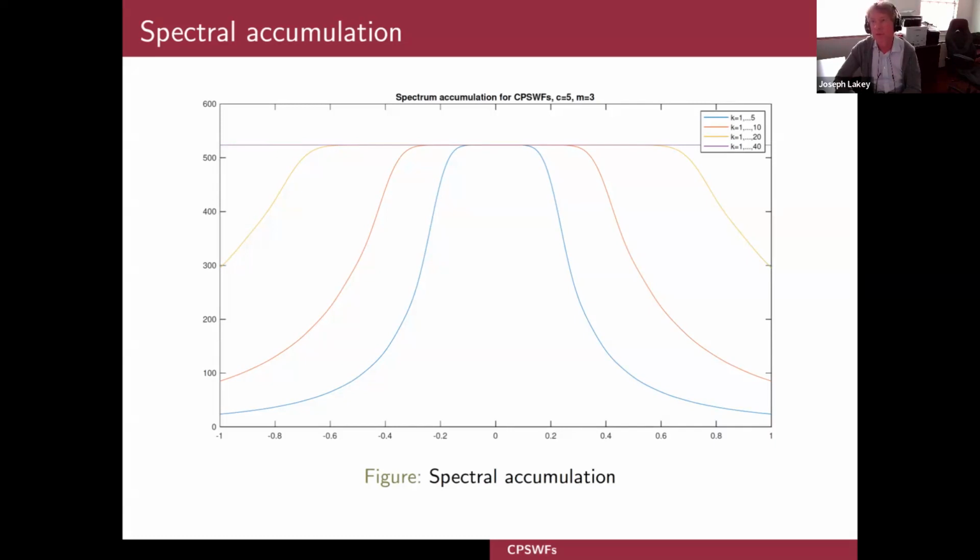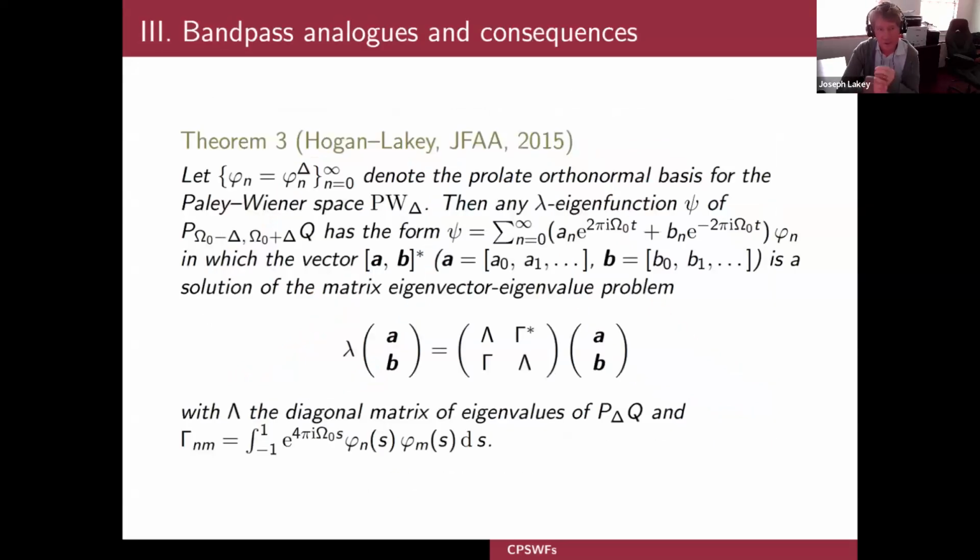higher dimensions. Okay. Now, hopefully somebody can put this to use if there are filtering problems in higher dimensions that are of interest. Then an analog of Thomson's multi-taper method could be applied. It might be heavy on the computational side, but on the other hand, it might be of use. So there's that spectral accumulation. Okay, so that's part two.